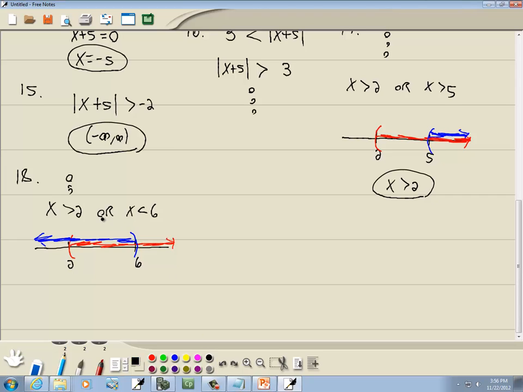Now the or, remember, is where anything is shaded. Well, it's shaded everywhere. So the answer here would be negative infinity to positive infinity. Again, this is another one. You get your answer and you feel good about it. Look in the back of the book and it's something entirely different. But if you look at the graph, it'll probably make sense.